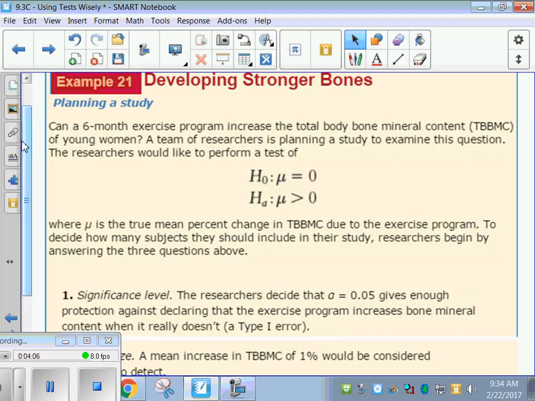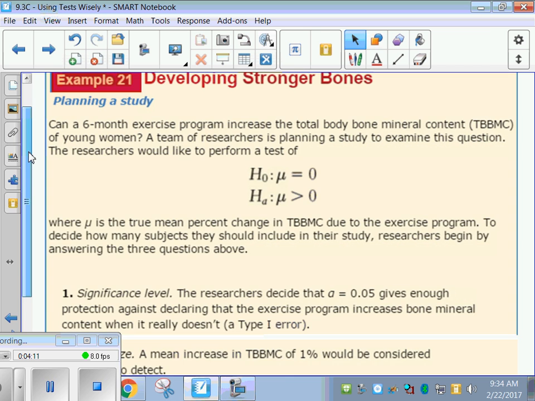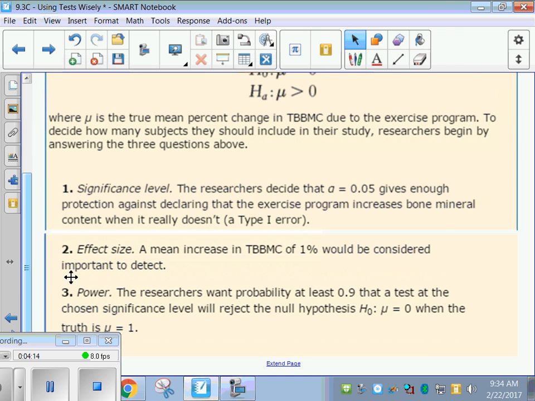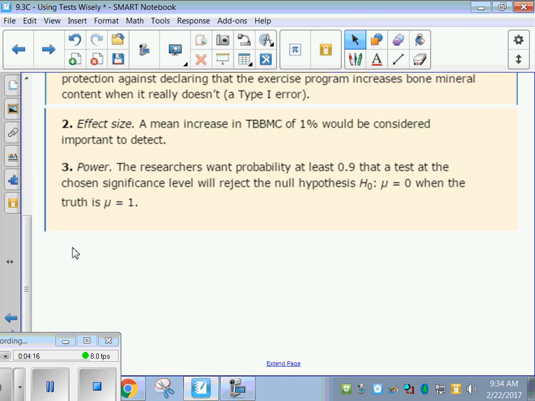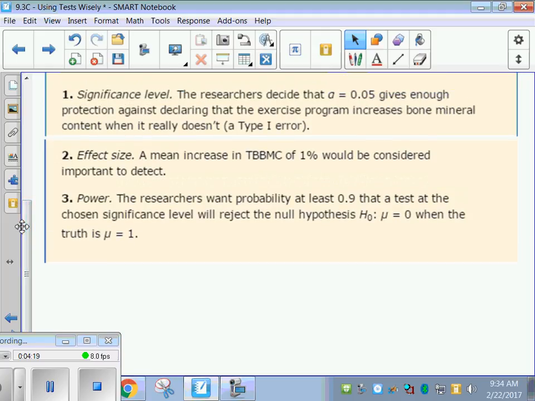To decide how many subjects they should include in their study, researchers begin by answering the 3 questions below. I don't know why it says above. Below. Number 1, so we want to look at our significance level. So our significance level, the researchers decide that they're going to do alpha equals 5%. And that's going to give us enough protection against declaring that the exercise program increases bone mineral content when it really doesn't. So a type 1 error.